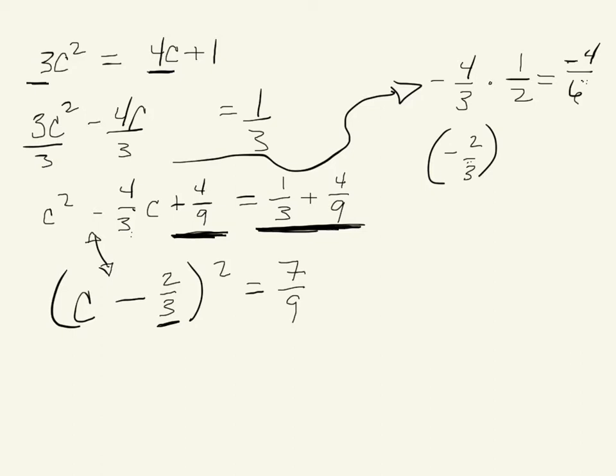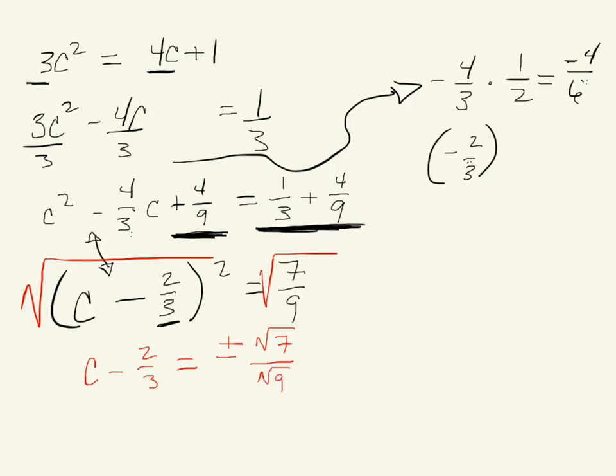All right, we're going to take the root of both sides. Root of this side, root of this side. So over here I get c minus 2/3 equals plus or minus the root of 7/9. Let's put it like this: the root of 7 over the root of 9, because you're going to see something happen. So c minus 2/3 equals plus or minus the root of 7 over 3, right? Because this 9 came out as a 3. Lots of stuff to remember.